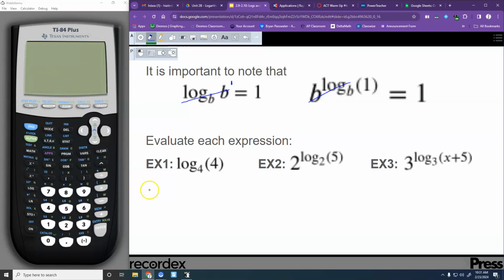So, if I have log base 4 of 4, what is that going to give me? They basically just cancel each other out. The exponent on that 4 right there is 1, so we'd just be left with 1. Right? If I've got 2 to the log base 2 of 5, what happens with that 2 being raised to a log base 2? Those cancel, and I would just have the 5 for that. What do you guys think I'd get for 3 to the log base 3 of x plus 5? X plus 5. Okay?